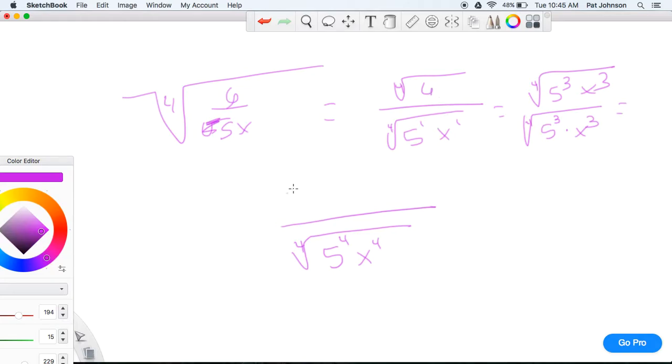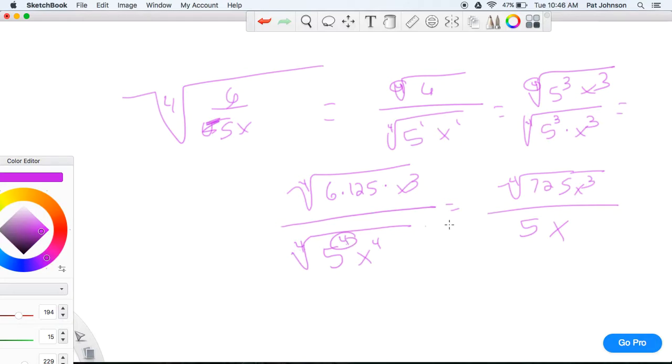And then here, I have the 4th root of 6 times 5 cubed, which is 6 times 125 times x cubed, because the product rule says as long as my index is the same, I can put all the radicands inside and multiply. So this is 750, so I have the 4th root of 750 x cubed. I can't simplify, I don't have enough to take out, but then I end up with 5x, because 4 divided by 4 is 5 to the first, 4 divided by 4 is x to the first, and this is simply my answer.